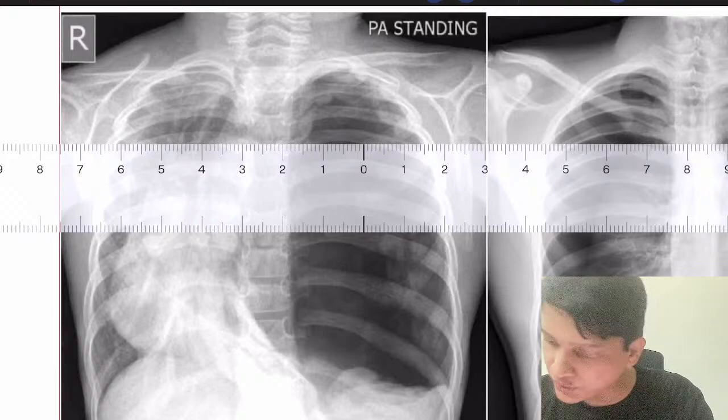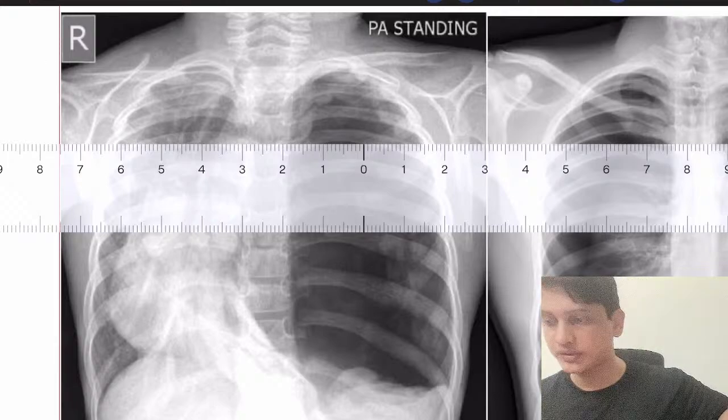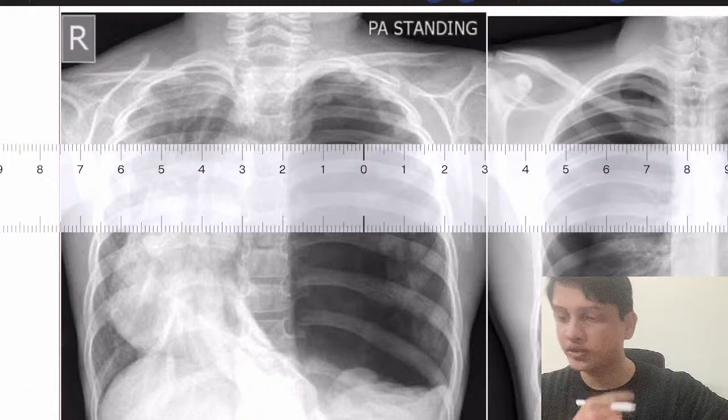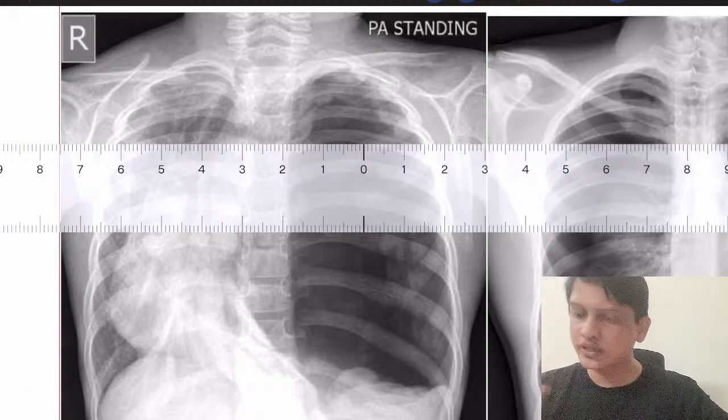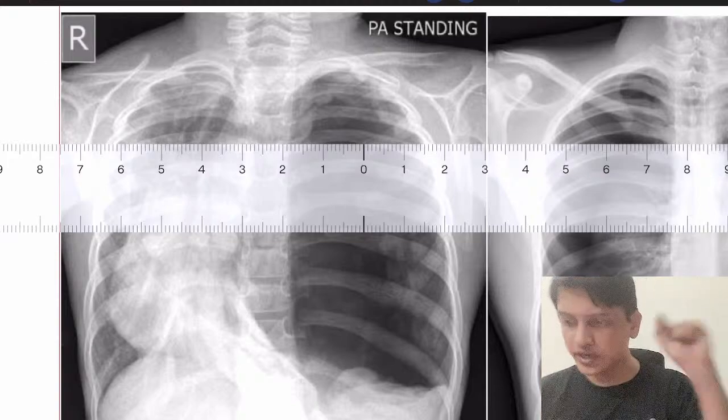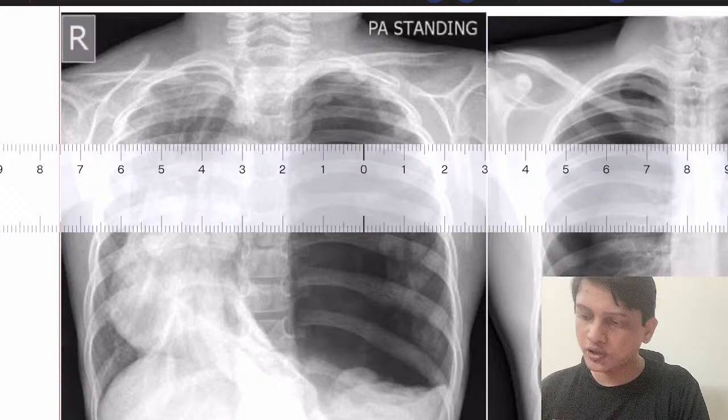So the definitive procedure for tension pneumothorax is chest tube drainage. Initially you do needle thoracostomy immediately, because putting in a chest tube and all takes time. Till then the patient may succumb. So first put a needle and vent out the maximum air. Meanwhile, you prepare for the chest tube and all.